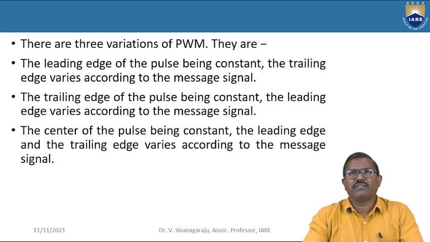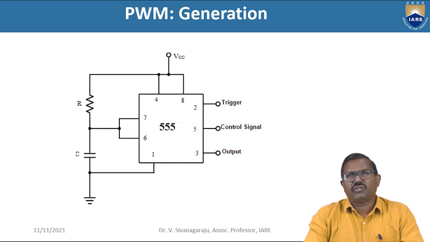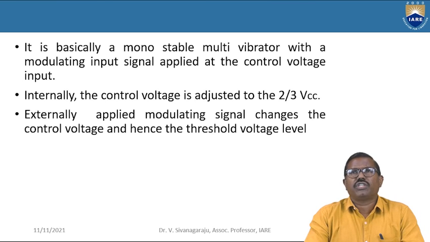For the generation of PWM, we take a 555 timer. You know that the 555 timer is 8 pin. Here all these connections go to the pins, but the output is taken at pin 3. It is basically a monostable multivibrator with a modulating input signal applied to the control voltage input. Internally the control voltage is adjusted to 2/3 VCC, and the externally applied modulating signal changes the control voltage and hence the threshold voltage level.